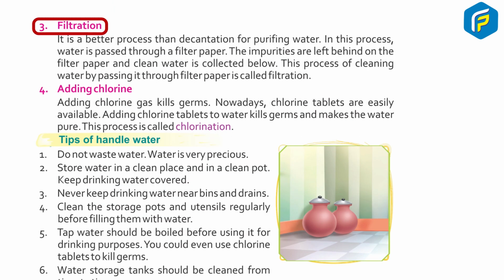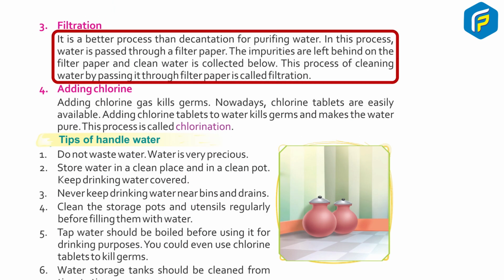3. Filtration. It is a better process than decantation for purifying water. In this process, water is passed through a filter paper. The impurities are left behind on the filter paper and clean water is collected below. This process of cleaning water by passing it through filter paper is called filtration.